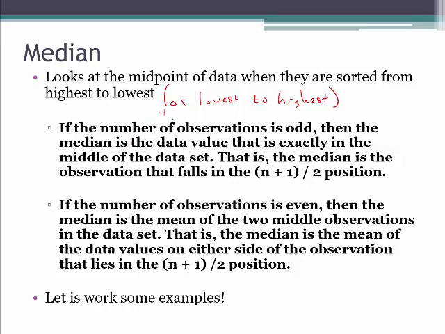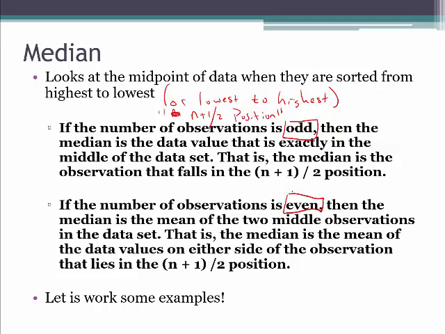I use the n+1 divided by 2 position to find the median. Okay, so there's two different cases here. If the number of observations is odd, it's very, very straightforward. If the number of observations is even in a data set, it's just actually an extra step.